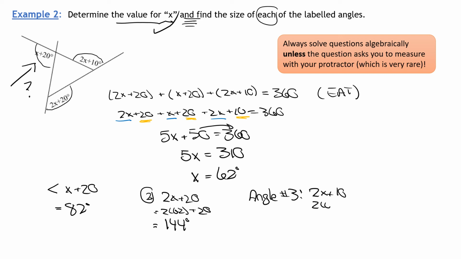Subbing in 62. You guys are doing this with me, hopefully. You're not just waiting for the answer to pop up. 2x plus 10, 2 times 62 plus 10 is 134. 134 degrees. So we found the size of each angle. Could we test that to see if it's right? What should all those 3 angles equal? Those 3 numbers that we got at the bottom there. What should they all equal? Yes, I can hear you. They should be 360 degrees. So when I add these 3 together, I should get 360 degrees, and that's a little check I can do to make sure that it's right, but it's right.